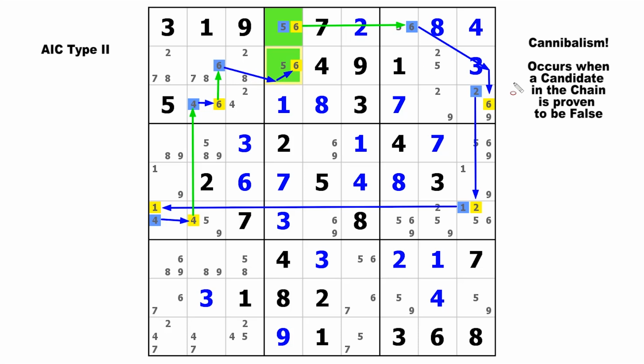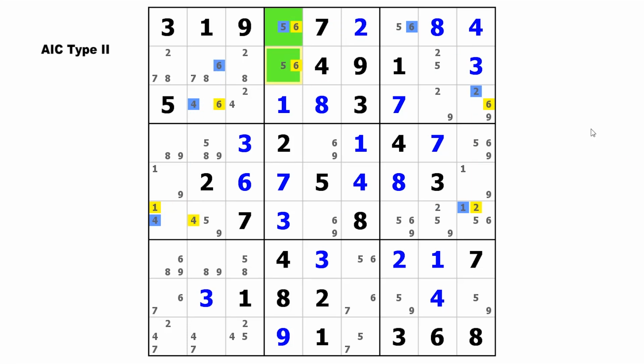So now, even though this yellow 6 up here in row 1 is part of the chain, it can be eliminated because that's the end digit in the start cell, and then the start digit is the 5, so that can be eliminated, and we're left with a naked single on the 5 in row 1 and a naked single on the 6 in row 2. So these are the solutions to these two cells. Everybody see that? Okay, let's go to the next one.